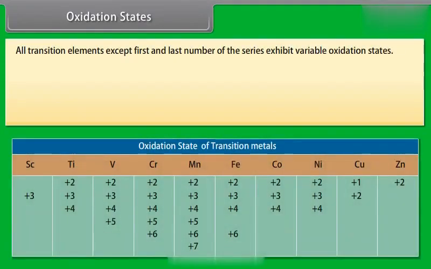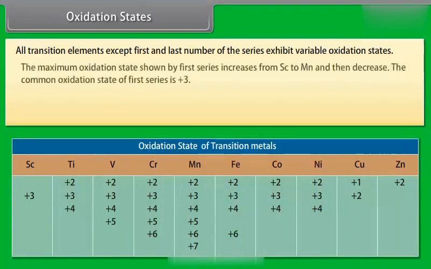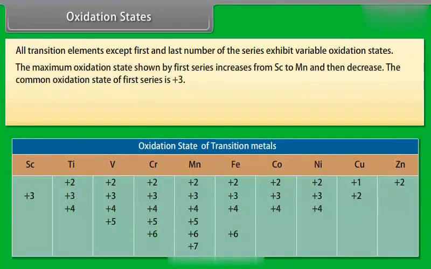Oxidation states. All transition elements except the first and last members of the series exhibit variable oxidation states. The maximum oxidation state shown by the first series increases from scandium to manganese and then decreases. The common oxidation state of the first series is +3.